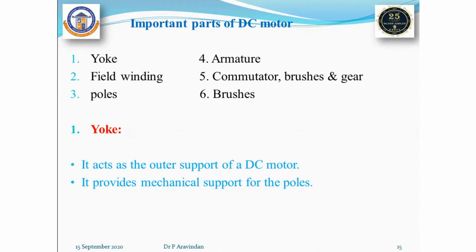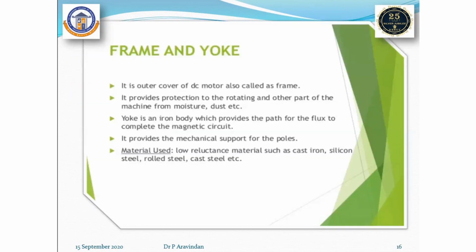Okay, we are not going to study any new construction. The construction you studied in the generator, we are going to recall once again, whatever we studied in the earlier case. So the yoke acts as the outer support of the DC motor. It provides the mechanical support for the poles. Then it provides protection to the rotating and other parts of the machine from moisture and dust, etc. The yoke is an iron body which provides the path for flux lines.